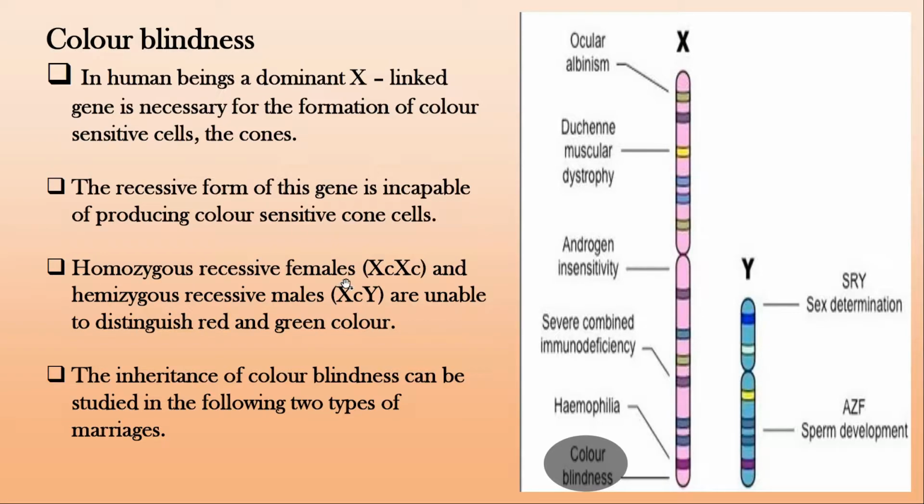A homozygous recessive female is expressed as XcXc, where the small c is for the recessive color blind gene. So homozygous females XcXc and hemizygous recessive males are unable to distinguish red and green color. The inheritance of color blindness can be studied in two types of marriages. Let us see them one by one.